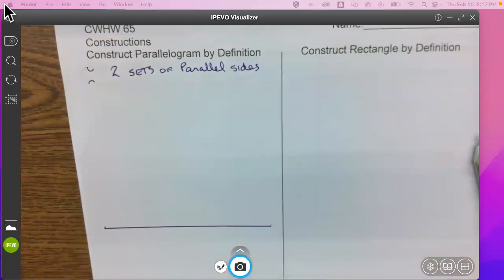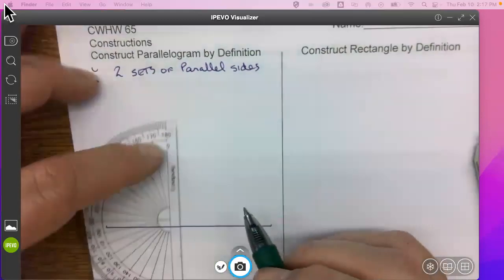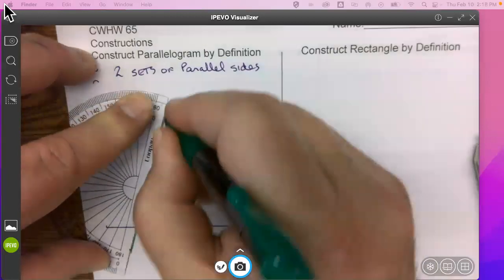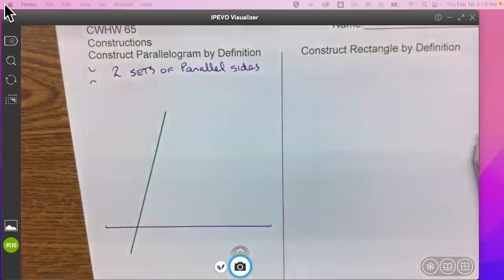Now, as we did before, when we did the parallel lines unit, we discovered that if I have a line and a transversal, that if I can produce angles that are congruent in certain relationships, that I can get parallel lines out of it. So draw yourself a transversal. The angle that it falls doesn't really matter. It should look something like this.